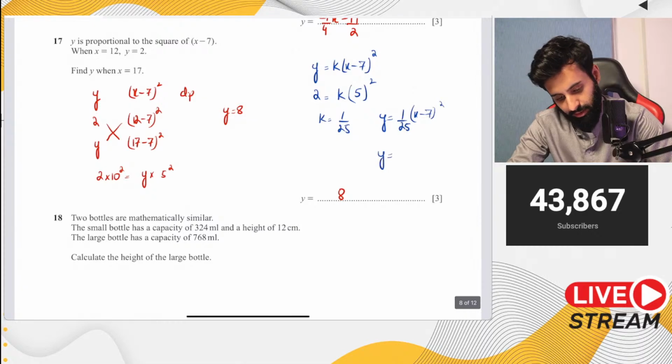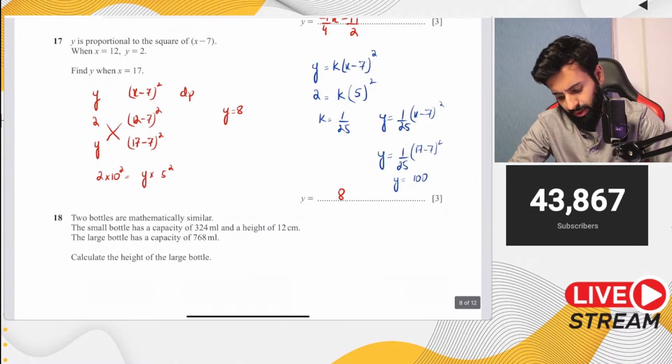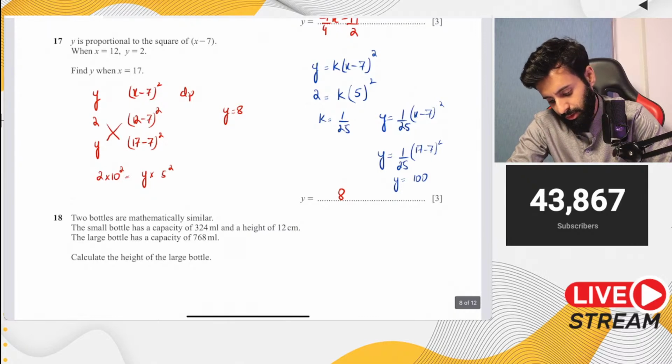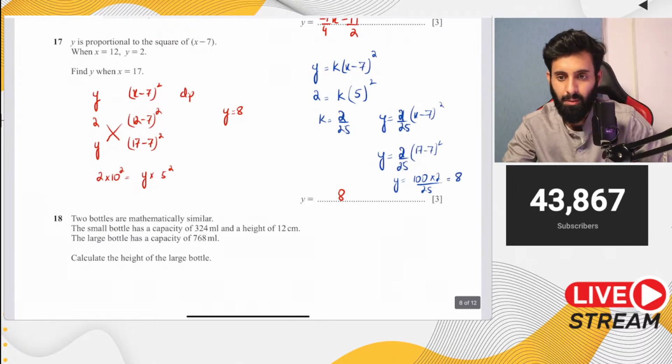And then you plug in 17 in place of x. So 17 minus 7, the whole thing square. 17 minus 7 is 10. 10 squared is 100. Wait a minute. Oh, so wait a minute. It's 2 upon 25. Okay, not 1 upon 25. It's 2 upon 25. Yeah, okay. So 100 into 2 upon 25. You figure this out. You will get the same answer, which is equal to 8. Okay.